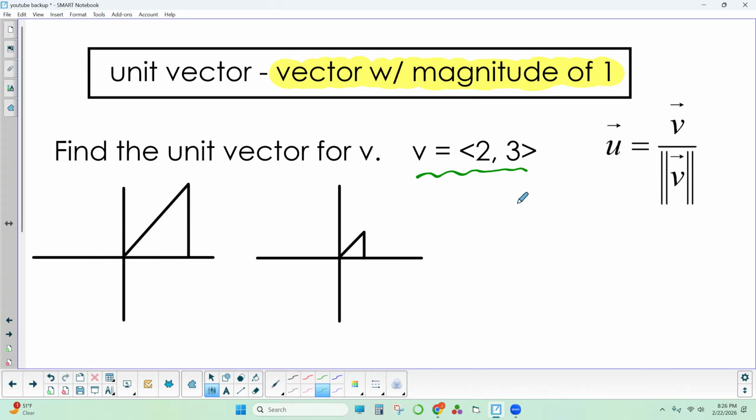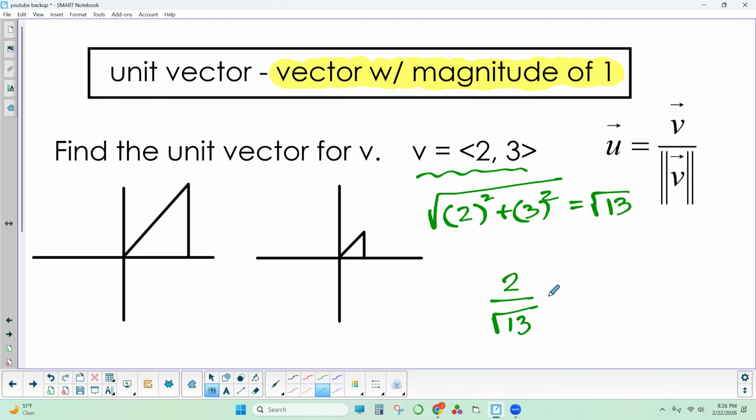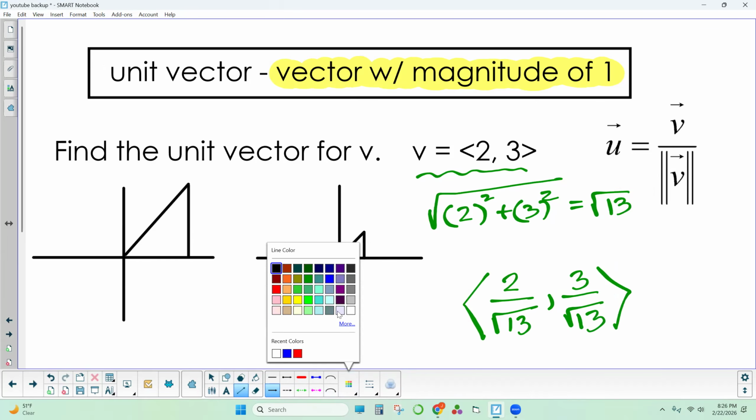So what we need to do is find the magnitude of vector v first. So I'm going to do that first. And you will get root 13 as the magnitude. Following our symbols over here, the unit vector will be the change in x divided by the magnitude, the change in y divided by the magnitude, and now we have our unit vector.